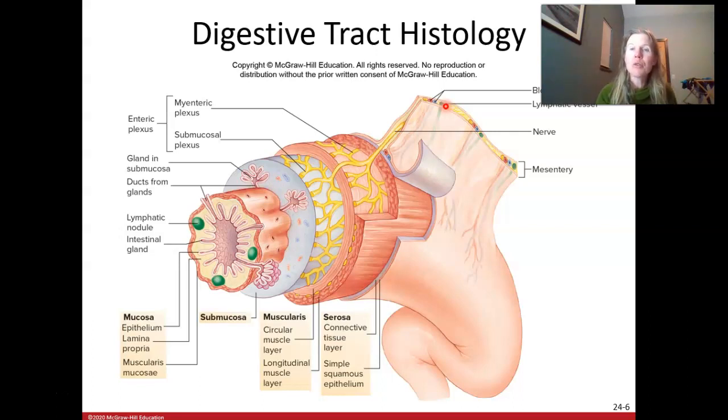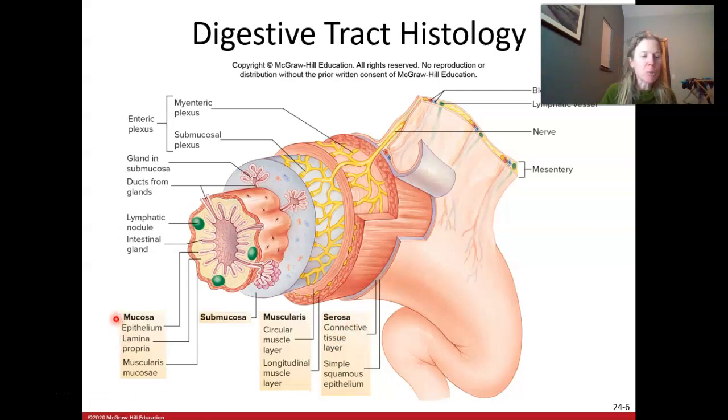So as you follow the digestive tract, regardless of what portion you are in, you are going to see these 4 layers. So the mucosa, the submucosa, the muscularis, and the serosa. Those are your 4 layers. So let's start with the mucosa.